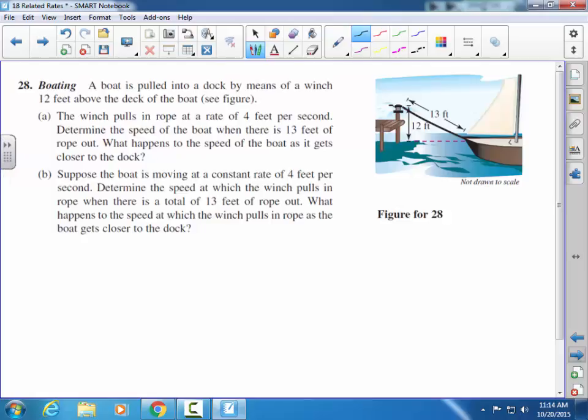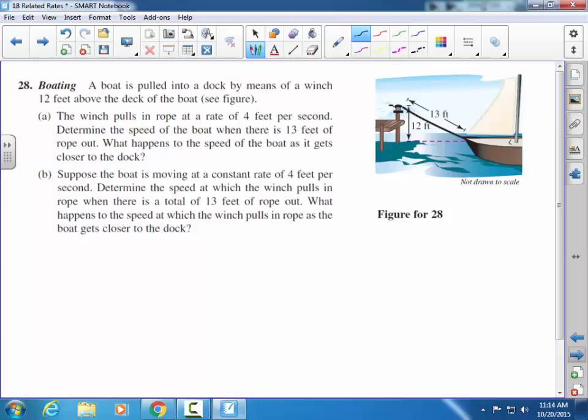A boat is pulled into a dock by means of a winch 12 feet above the deck. The winch, we're only focusing on a part. The winch pulls in rope at a rate of 4 feet per second. Determine the speed of the boat when there's 13 feet of rope out. What happens to the speed of the boat as it gets closer to the dock?